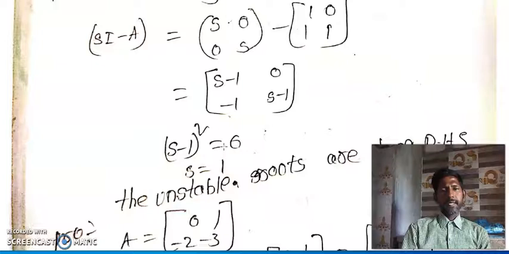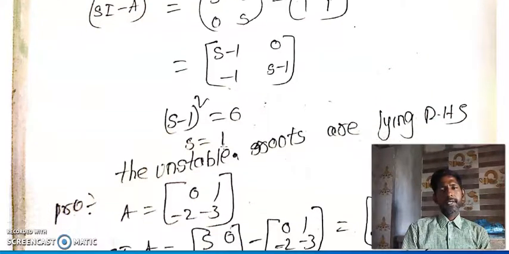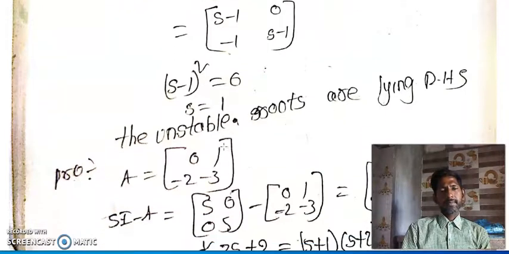Where does the root lie? On the right hand side of the s plane. So the system is unstable because the roots are lying on the right hand side of the s plane.